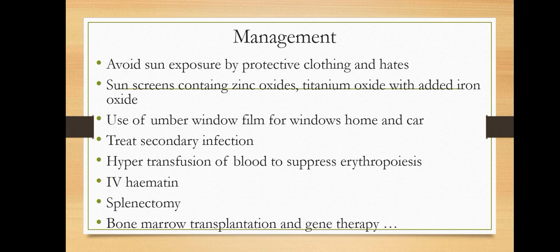Here, hypertransfusion indirectly suppresses erythropoiesis, because when there is erythropoiesis there will always be defective hemoglobin. Another management option is IV hematin, splenectomy, and bone marrow transplantation and gene therapy are the management options.